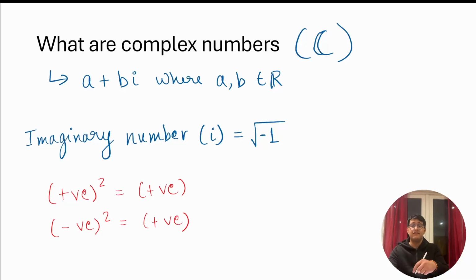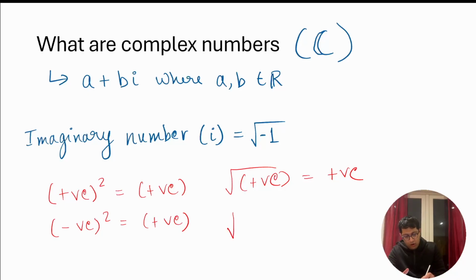But we have the inverse of the square operation, square root, right? So when you square root a positive number, that's not a problem. You get a positive result, right? Because this is perfectly logical, like the square root of 81 would be 9. What happens when you try and square root a negative number?